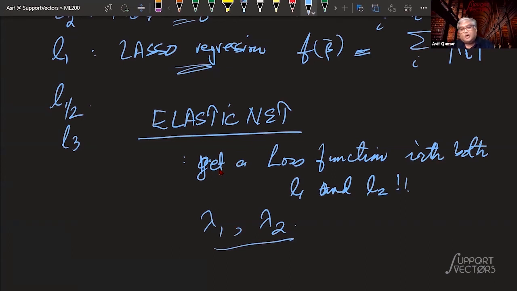It says in the loss function, go add both the terms, both the Minkowski L equal to 1 term and the L equal to 2 term. That becomes elastic net. So guys, this weekend on Saturday, we will do a lab in which we'll see the effect of all of this regularization.